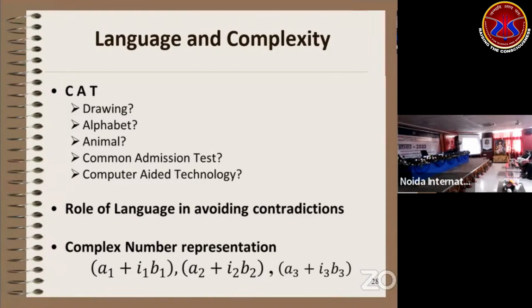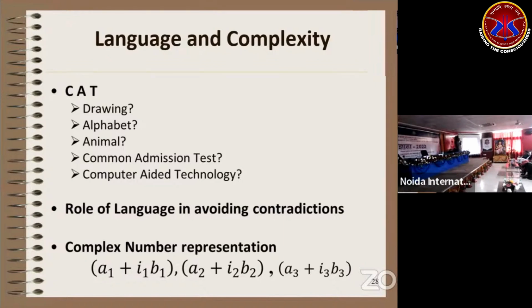Now, suppose someone sees these three letters: C, A, and T. Suppose a child has never learned the alphabet. For him, it is a design. He has seen some drawing. You can see this shape, and this. For him, it's just a drawing. Or a person who doesn't know English, it is just some design in black and white.